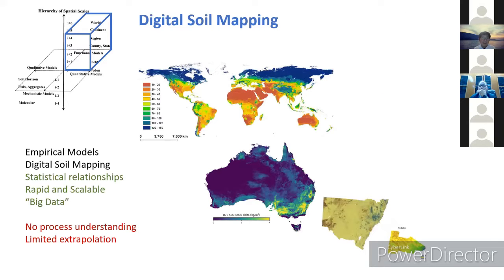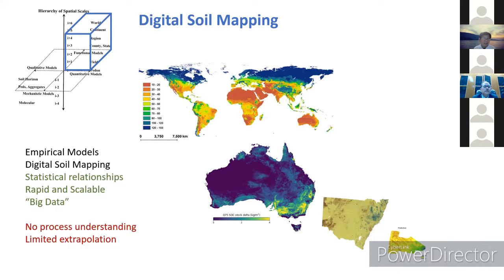So this is very easy, and what is it? It's a statistical relationship. It's rapid. Once it's calibrated, you can predict everywhere. And it's scalable. That means that based on this relationship, it doesn't matter where you go. It comes from the field to the region to the continent or all over the world, right? So it relies on big data. If you have lots of data, big data, you can extrapolate towards the world.